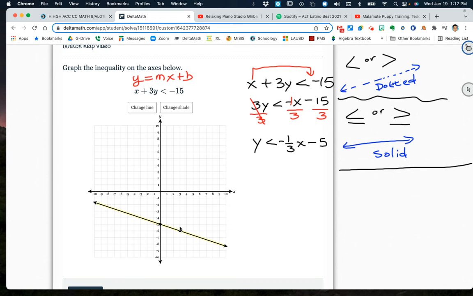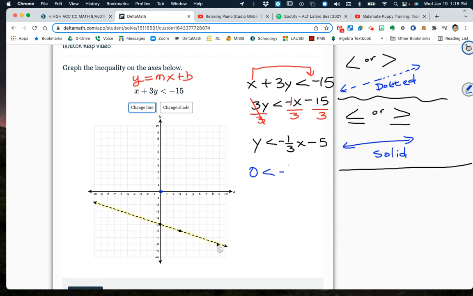So there's my line. However, we don't have an equal to there. So let's change the line to a dotted line. What else do we need? We need to shade one side or the other. So let's test out a point. Guess what point I'm going to pick? I'm going to pick 0, 0. And then I'm going to plug it in.